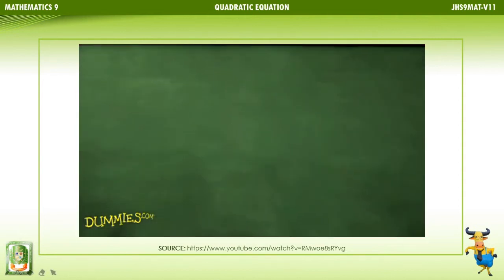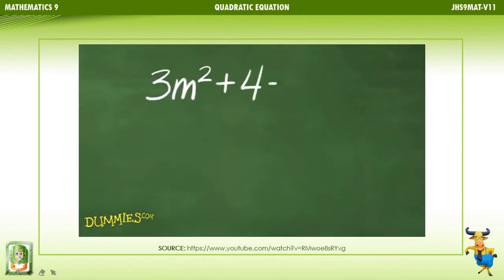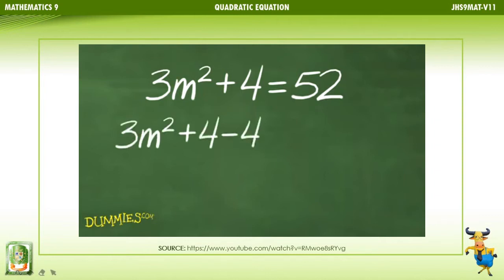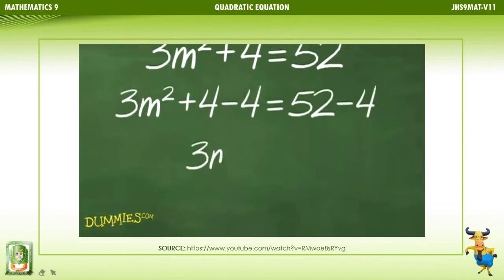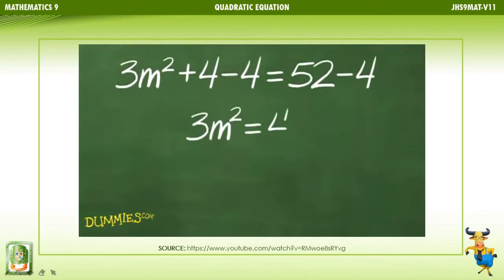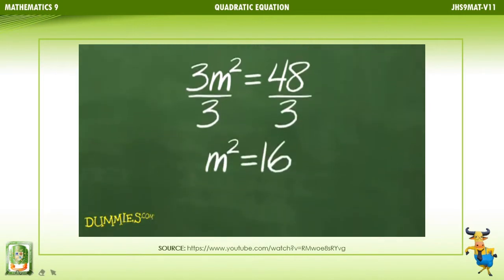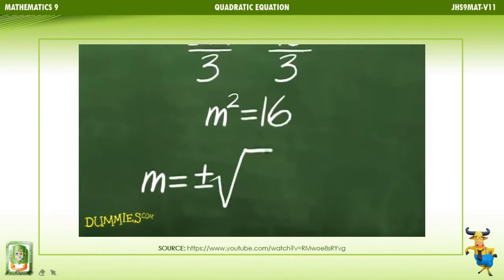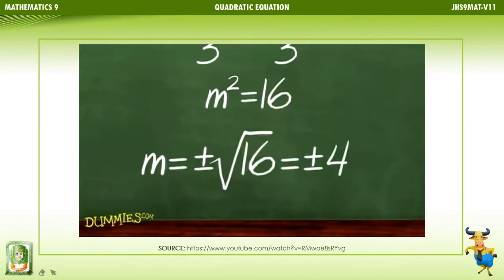Here's another one. Solve for m in 3m squared plus 4 equals 52. This one isn't quite ready for the square root rule. First you have to add minus 4 to each side. So 3m squared equals 48. Now divide each side by 3, and m squared equals 16. So m equals plus or minus the square root of 16, which is plus or minus 4.